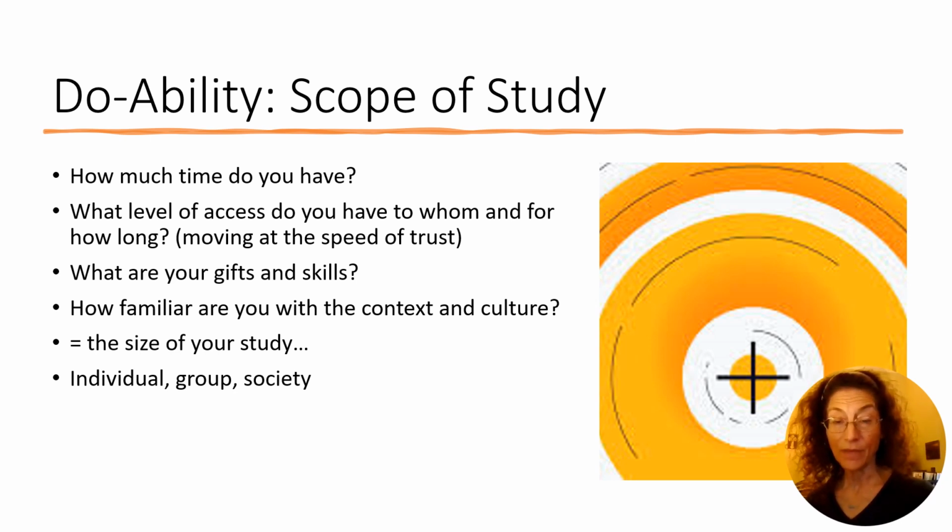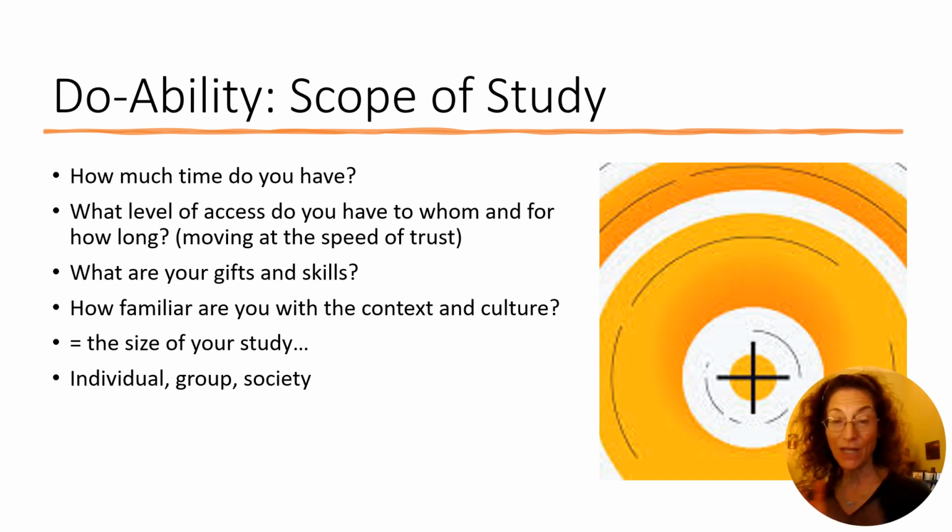So secondly, as you think about what you can do in a certain time, you need to ask some questions which will help you clarify that. The first one is, what level of access do you have to your research subjects, and for how long? A phrase that's common in the field of community organizing and community development is moving at the speed of trust. You can't move more quickly when you're organizing a community than the speed at which people trust you to move with them. So it's the same thing when you're doing a dissertation.